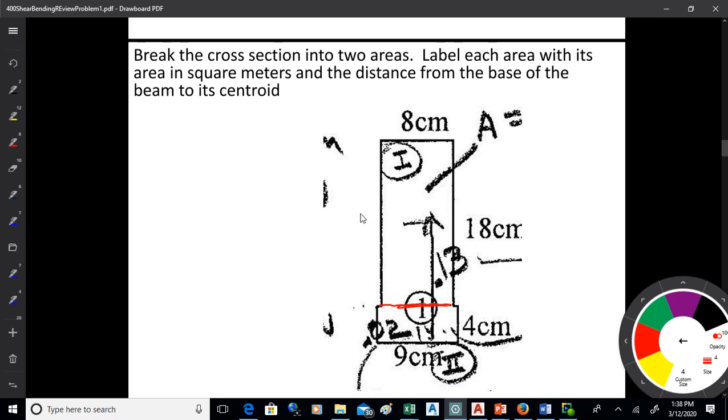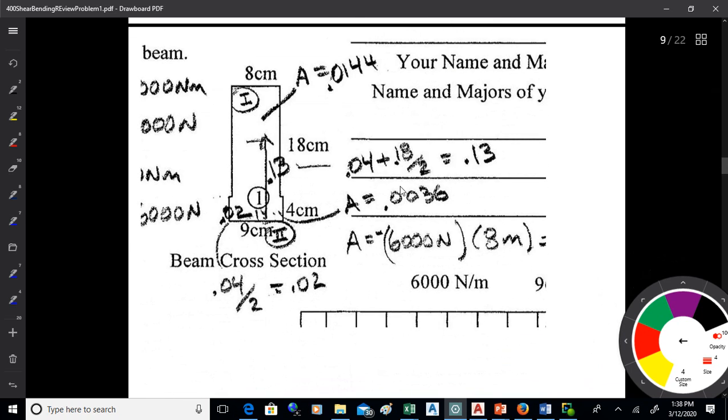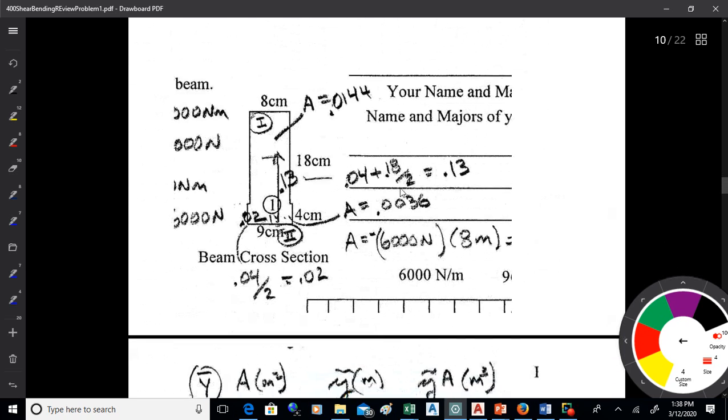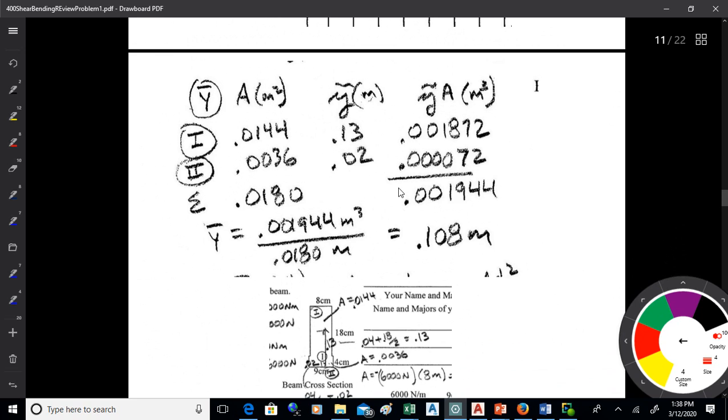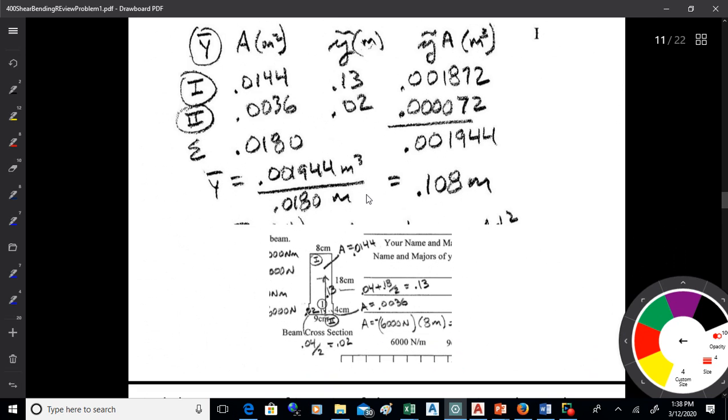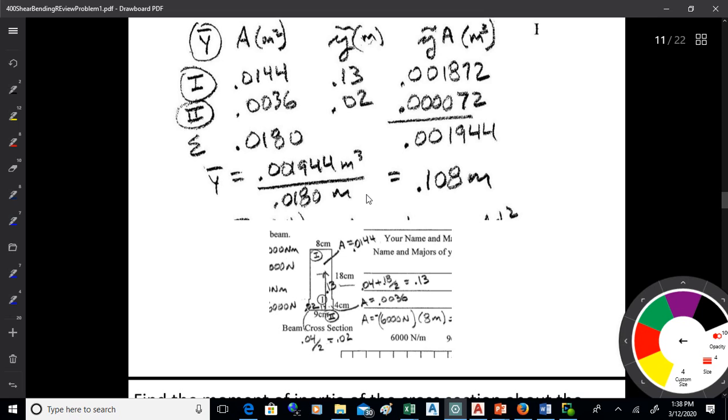10.8 is the centroid? Yeah, 10.8. There we go. So that top area is 0.0144. The distance to its centroid is 4 centimeters plus half of the 18. So 4 plus 9 is 13. I've got everything in meters here.